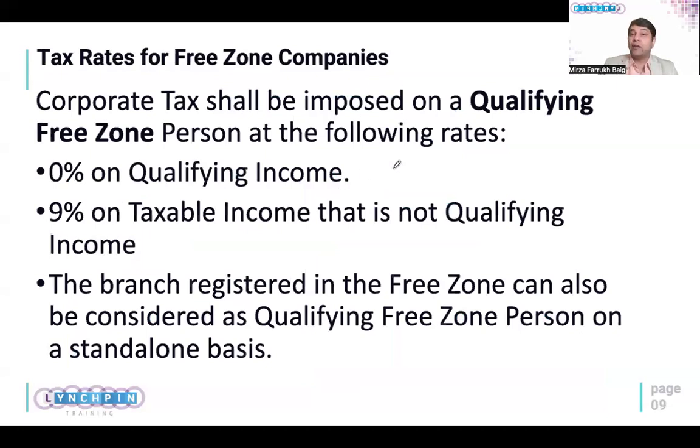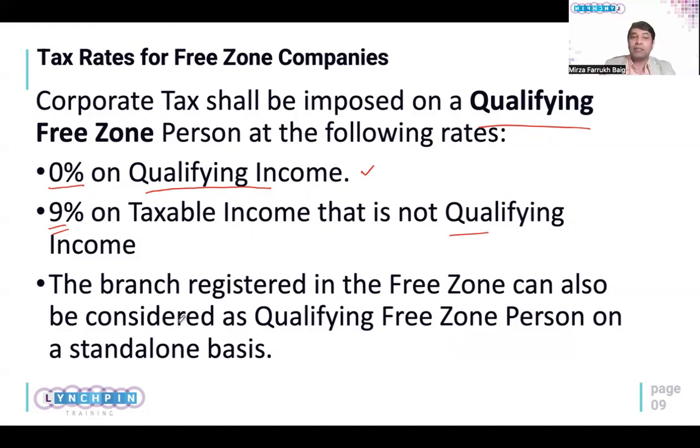Once we are able to find out what the conditions of being a qualifying entity are, then we need to understand that if we generate qualifying income, we will pay 0% tax on that. And if the income is not qualifying income, it would be straight away taxed. It is very important to understand that the same company may be generating some income which is qualifying income, and some income which is not. And depending on certain conditions, which I'll explain in due course, some of your income would be taxable, and some may not be taxable.